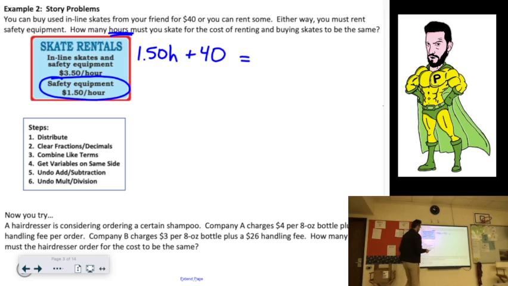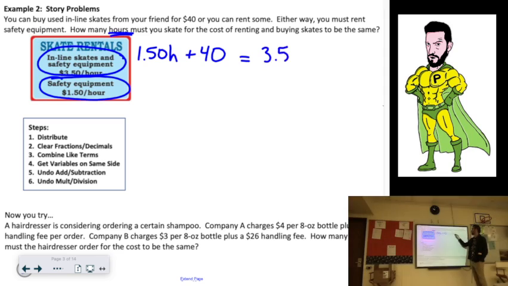Or, the flip side of that is we can rent skates and safety equipment for $3.50 per hour. So, that does depend on the number of hours. We're going to pay $3.50 per hour, so $3.50 each. That's it. We don't have to pay like a standard skate fee. It's covered in that. Now, if we're trying to get the hours on the same side, I would get rid of the smaller one, which would be the 1.5. So we're going to subtract $1.50.